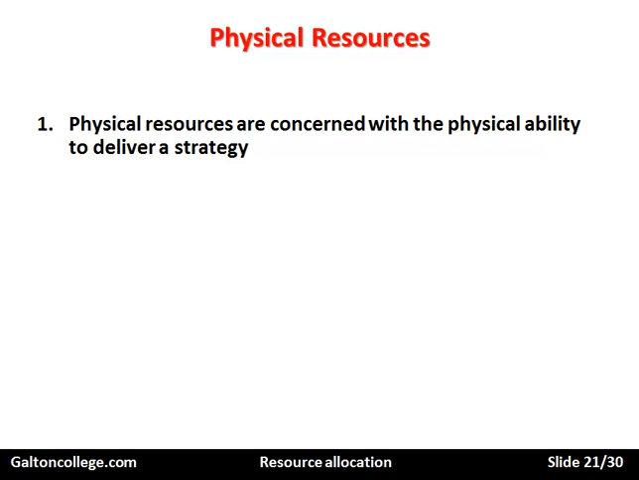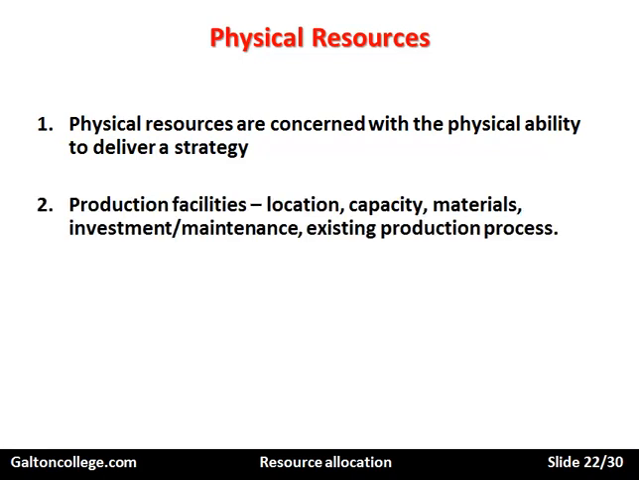It's the physical ability. The physical resources could be the machines, the capital, the plant, the premises, the layout, the environment within which the work takes place. Production facilities, for example, location, capacity, materials, investment, maintenance, existing production processes. All of these are physical resources of the business.